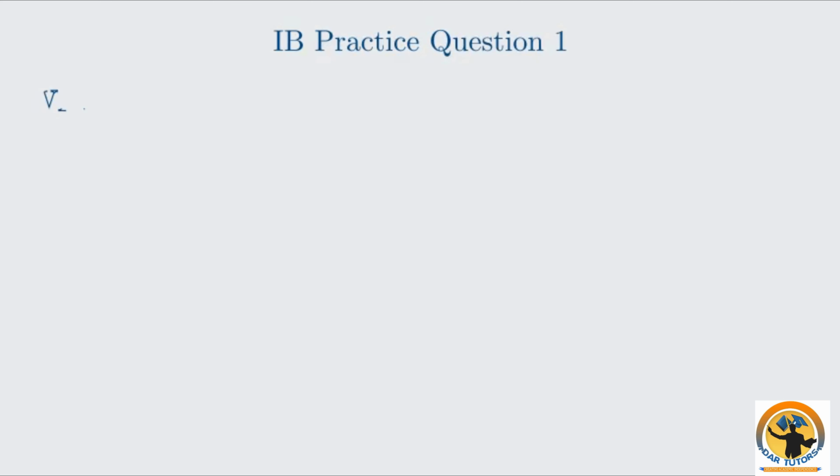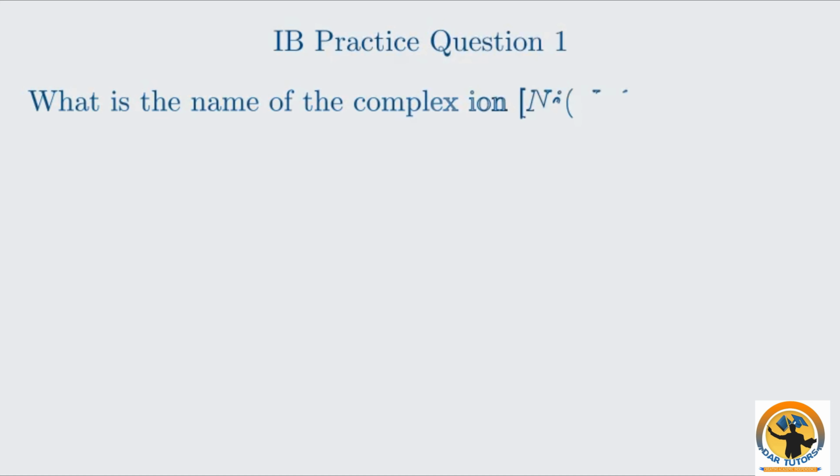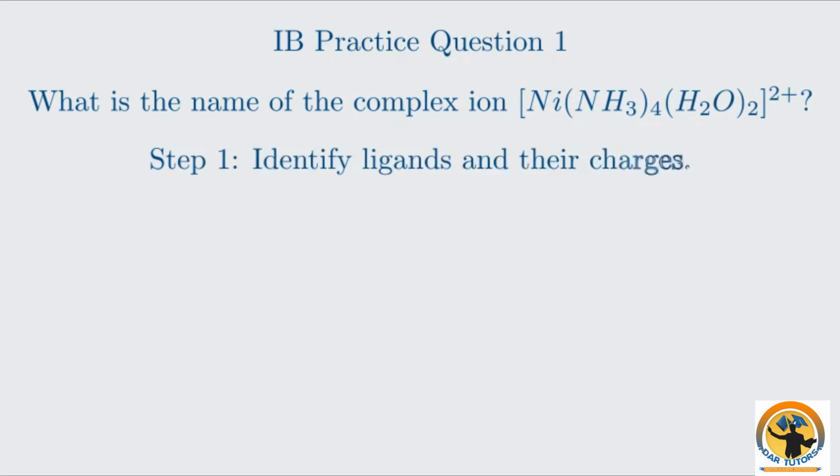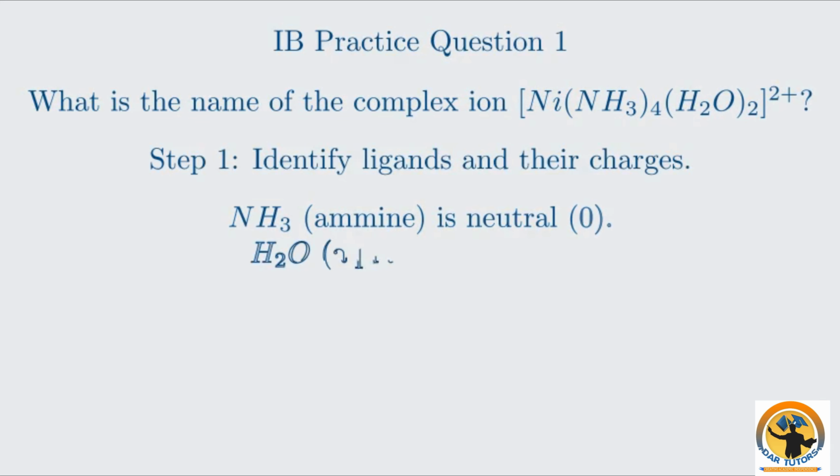Question 1 asks for the name of the complex ion [Ni(NH3)4(H2O)2]2+. We'll break this down using IUPAC rules. First, identify the ligands and their charges. Ammonia, NH3, is neutral. Water, H2O, is also neutral.